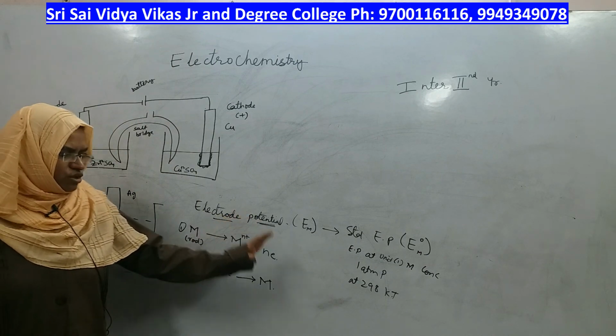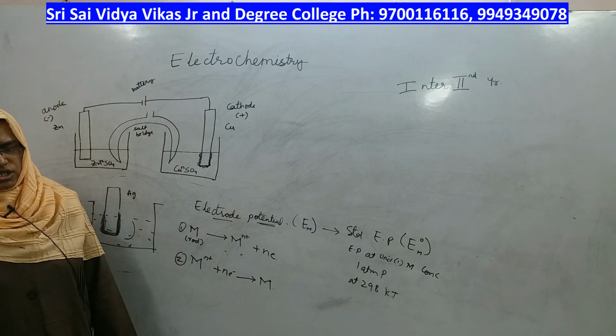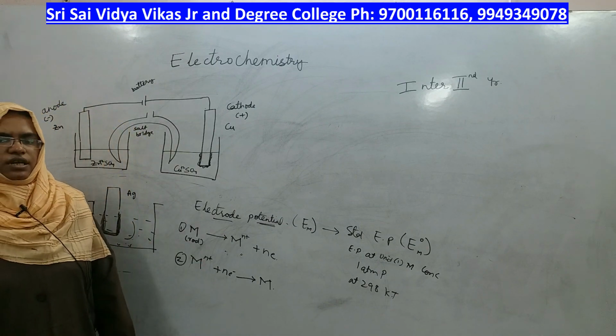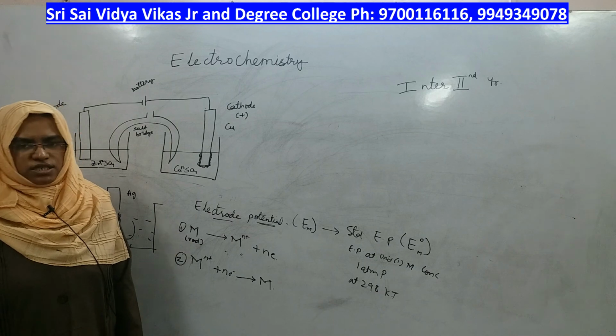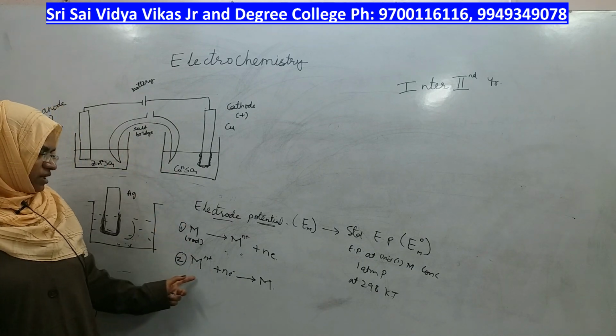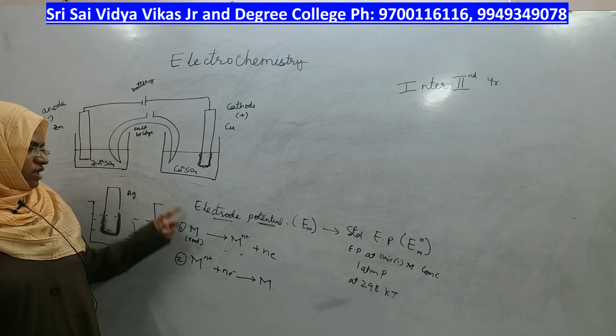After knowing electrode potential and standard electrode potential, you have to know cell potential and standard cell potential, and by applying both we will see the Nernst equation, but in the following class. Okay. For now, you copy these equations and be clear with the reactions.